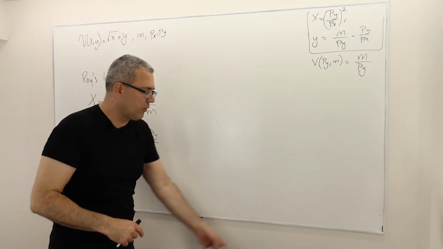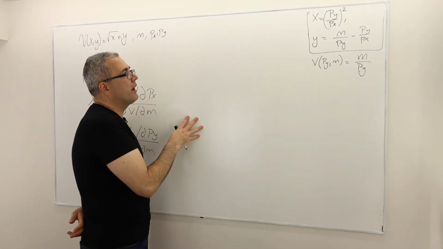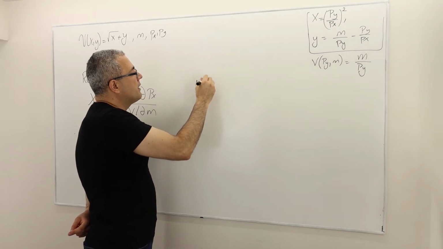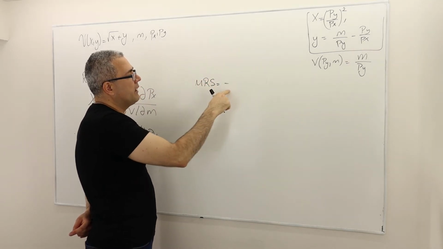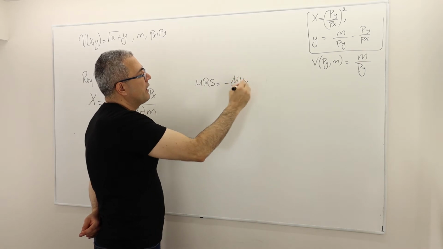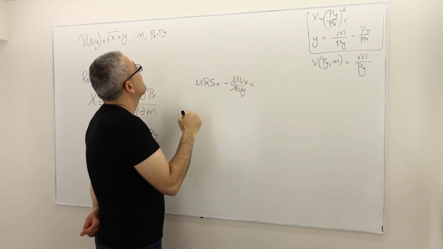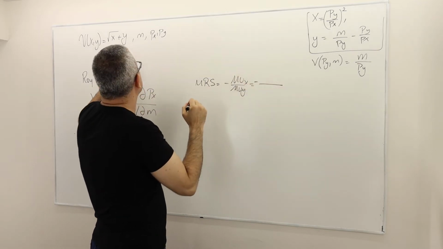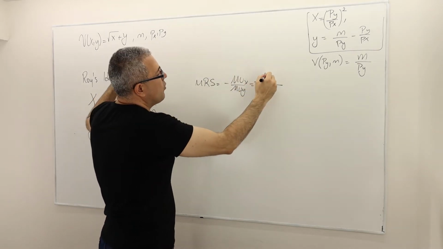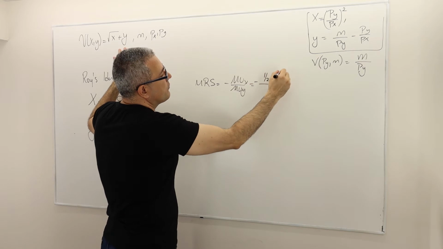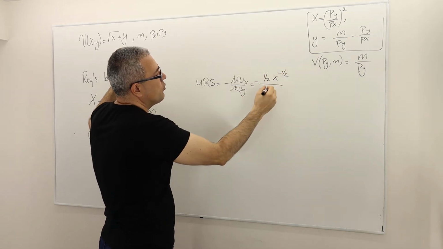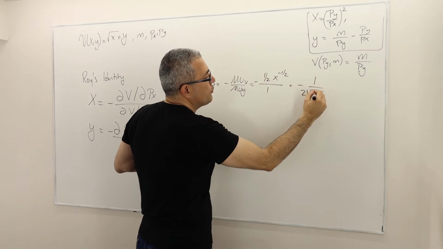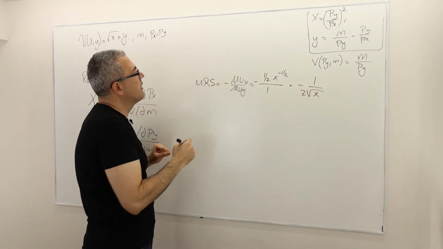So I'm going to come back to the Roy's identity. So let's go back to finding the Marshallian demand. Yes, the marginal rate of substitution was minus MUX over MUY. So once again, this is the utility function. Don't forget the minus. MUX is 1/2 x to the power minus 1/2. MUY is 1. So therefore this is minus 1 over 2 square root of x, correct?